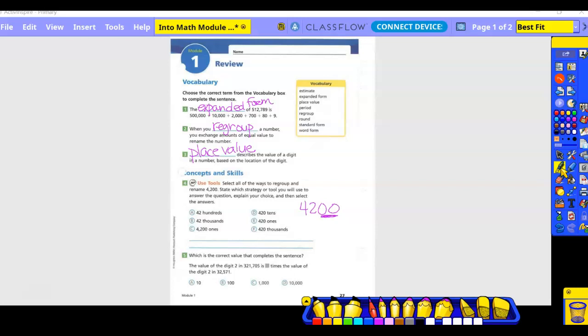2 zeros represent hundreds, right? So would A go with it? Yes. Okay. Would B? No, because we just said 4,200, so it can't be 42,000. Okay. What about 4,201? If I took 4,200 times 1, would that still get me the same answer? Yes. So letter C.